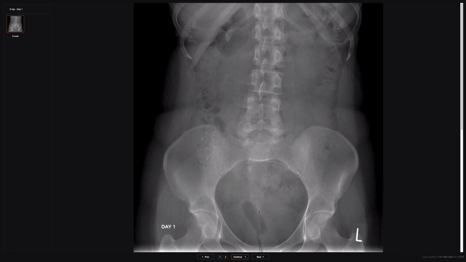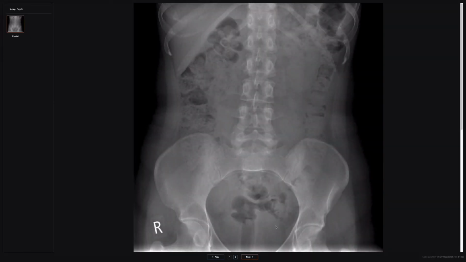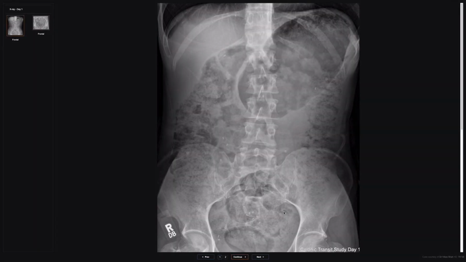I want you to look at this very well-defined structure here in the pelvis, which has gas density. Now, this is the appearance of a vaginal tampon that you see on an abdominal radiograph, okay? Because it's low density, so that's the kind of appearance you'll have. And here it is on the day 5 in a slightly lower position, so just be aware of that finding. So that was a normal colonic transit study.